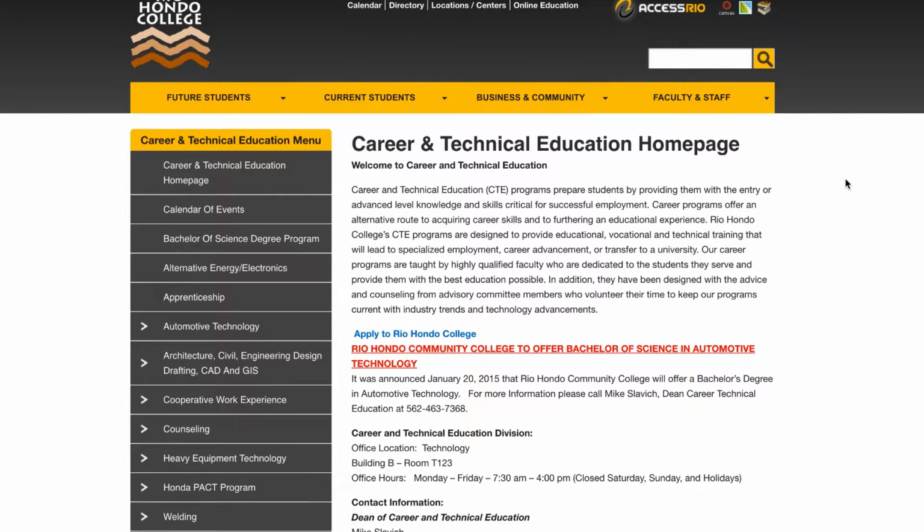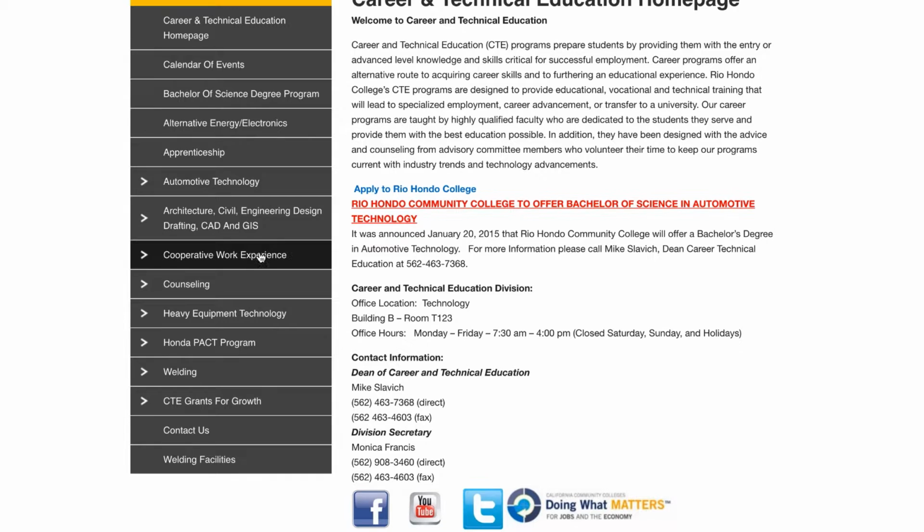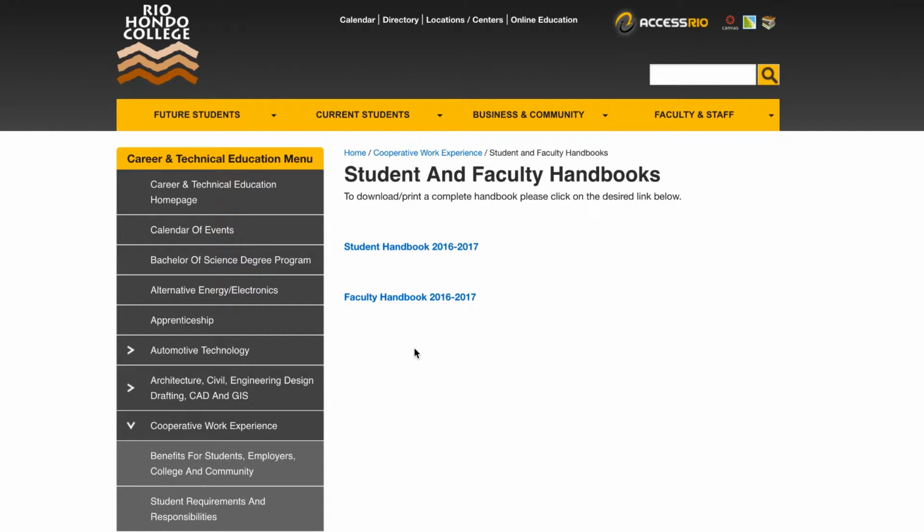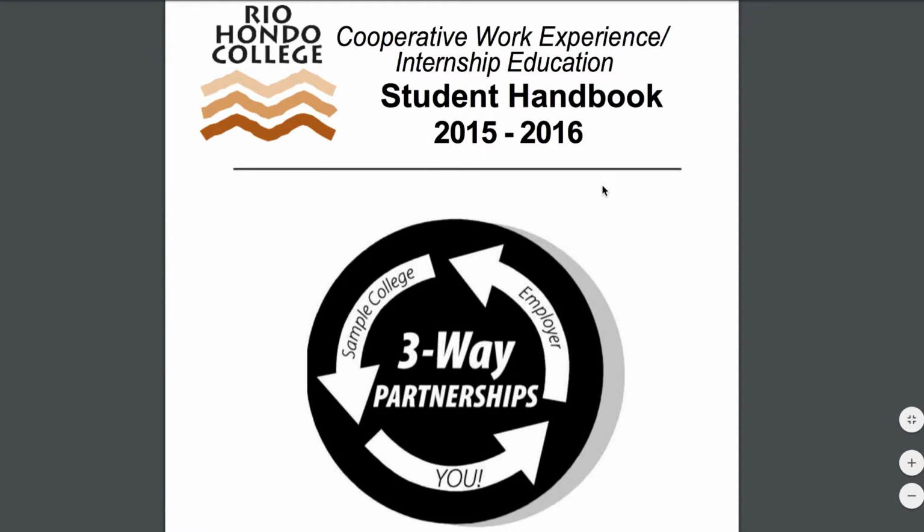Step 3. The CWE Handbook. You must obtain a copy of the handbook by either purchasing it from the Rio Hondo bookstore or by downloading a copy from the Career and Technical Education website. All your required forms are in this handbook, along with your responsibility as a CWE student. Please read this handbook in its entirety.